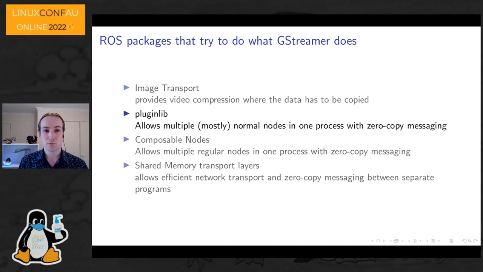PluginLib was the first ROS package to break the one node, one process rule and allow messages to be passed between nodes by pointer, without copying or serializing data. Nodes under PluginLib share a couple of threads in a single process, just like elements in a GStreamer pipeline. ROS2 expanded PluginLib to cover all of the nodes, making it easy to stuff all of your nodes into a single process, not just the ones that inherited PluginLib. PluginLib is still around, it just has different use cases now.